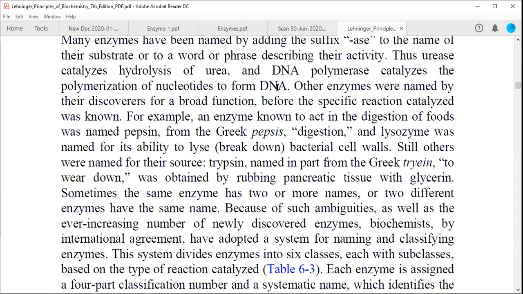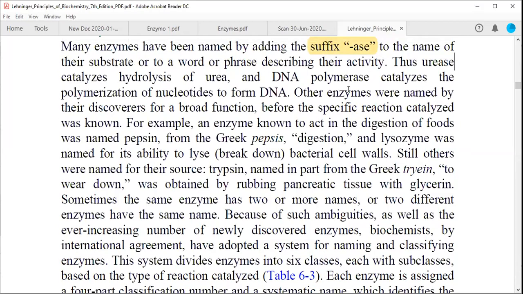So many enzymes have been named by adding the suffix "ase". So suppose there is an enzyme, I will tell you it will be having some suffix called "ase". So whenever a term has this "ase" at the end, it means it is an enzyme. So this is the best way to identify an enzyme.